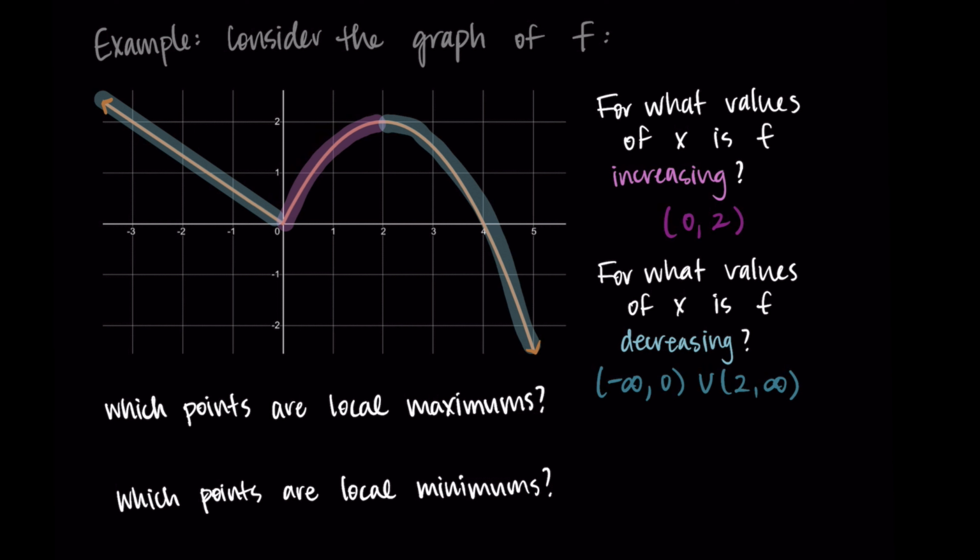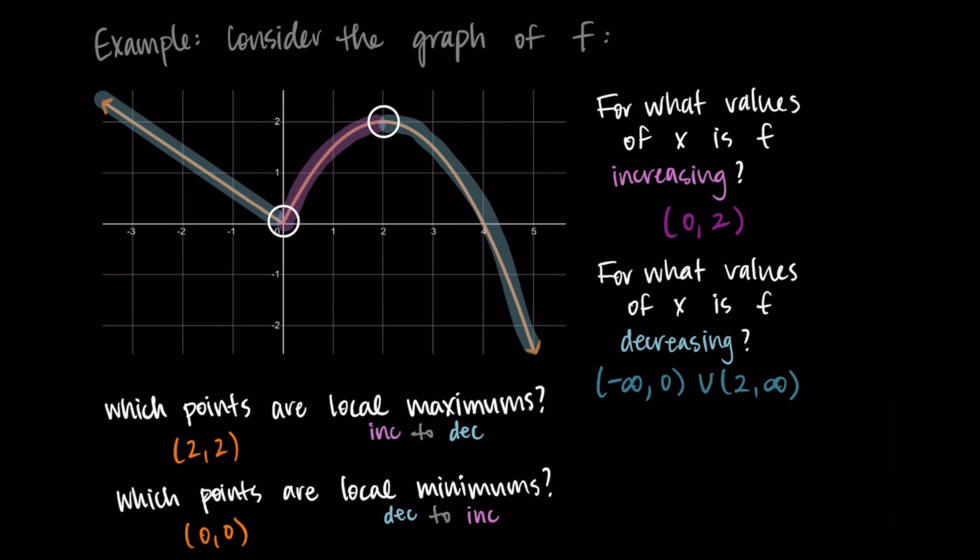All right, so now we need to know which points are local maximums. So maximums occur where the function changes from increasing to decreasing. I'll see this happens at x equals 2, and specifically at the point 2, 2. So 2, 2 is my point, that's the local maximum. Then for local minimums, this is where we change from decreasing to increasing. I see that this happens at x equals 0, which corresponds to the point 0, 0. And that's where my local minimum occurs.